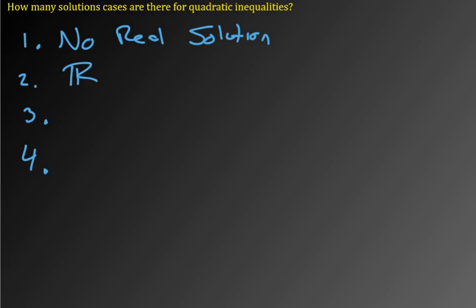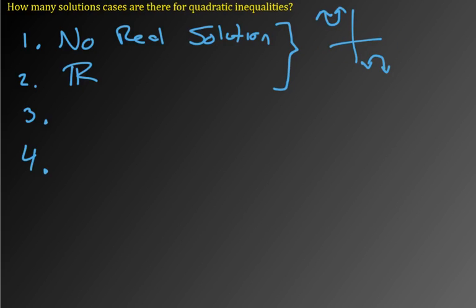And those are basically the two cases where the quadratic sits either fully above or fully below. Don't think that this one is always no real solution or something. You can get both of these. It just depends on what the inequality is. But we've seen those. These are the cases where it doesn't cross the x-axis anywhere.